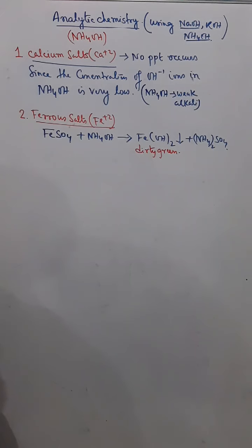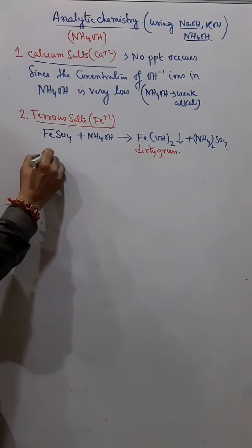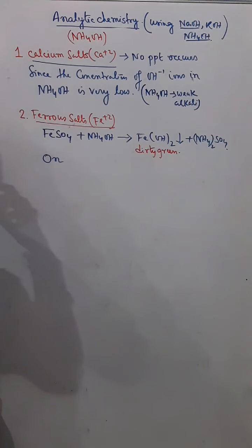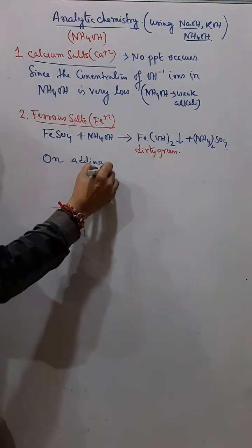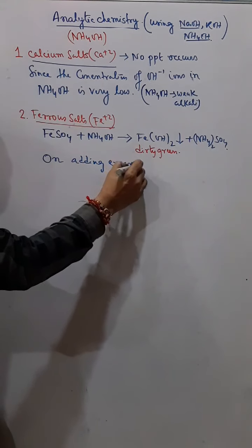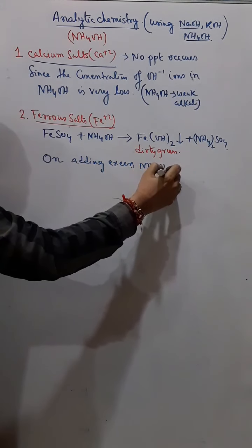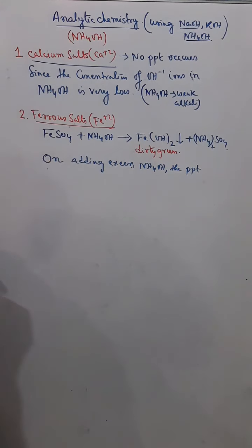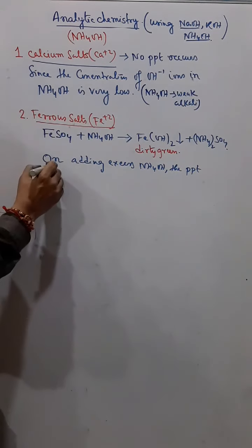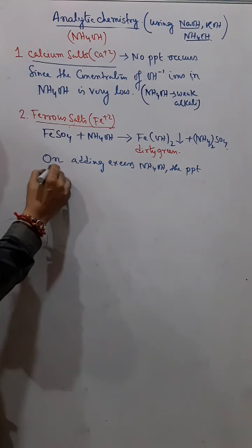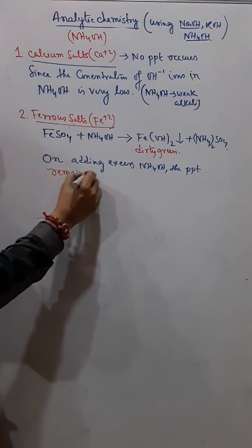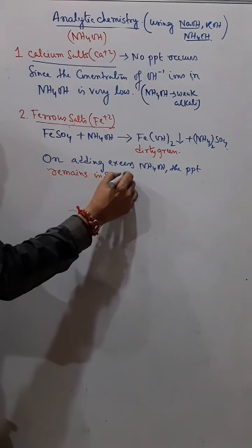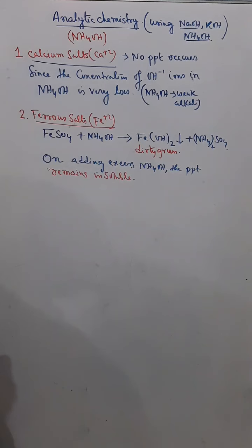So the color is dirty green, and here also you have to understand, on adding excess NH4OH what will happen, that also you have to mention. On adding excess NH4OH, the PPT remains insoluble. So here also, in this case also, the PPT does not dissolve. Okay, the PPT remains insoluble.